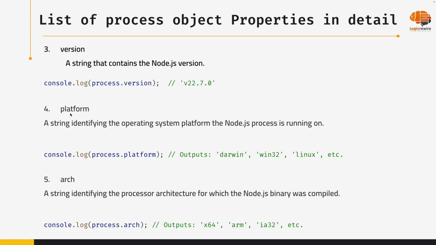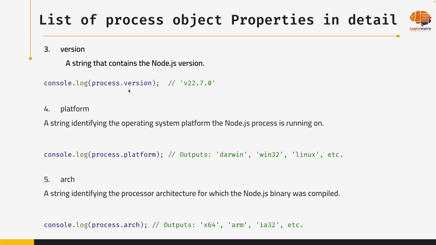So platform is also another property of the process object. Platform denotes which platform you are running this project on. If you are running on Windows, it will give the platform as win32 or win64. If you are running on Linux, it will give you linux. But if I'm running on Mac, it is giving darwin. So that is platform, process.platform. Okay, architecture is whether the processor is x64-bit or 32-bit, so it will tell us about the architecture level.